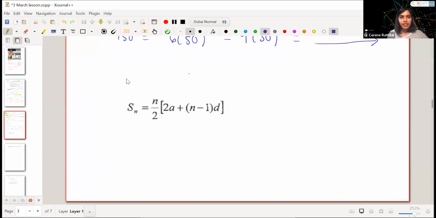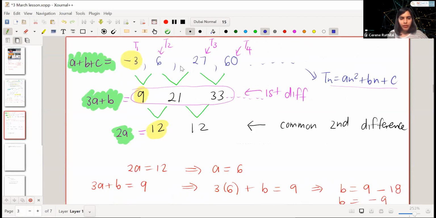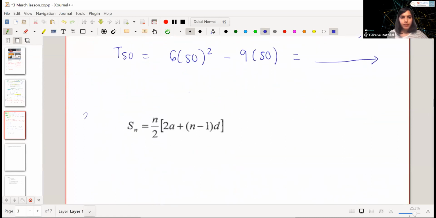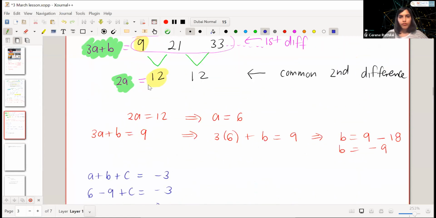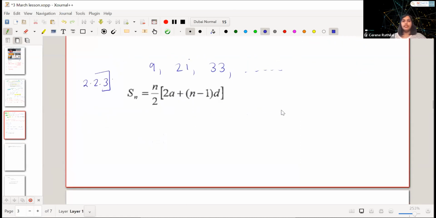Right, let's write it down here. And that question number was 2.2.3. Okay, so that's what we're looking at, and the sequence consists of 9, 21, 33. Okay, let's remind ourselves, 9, 21, 33, and the sequence continues. Good. So now I want the sum to n terms.